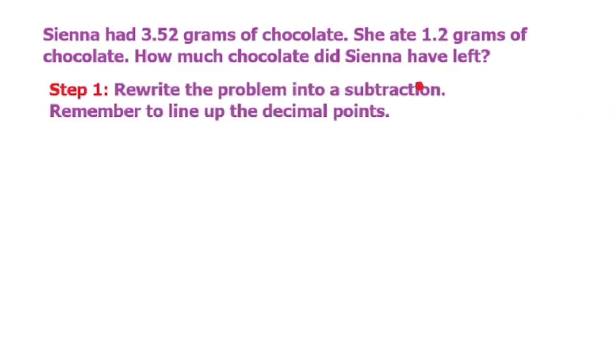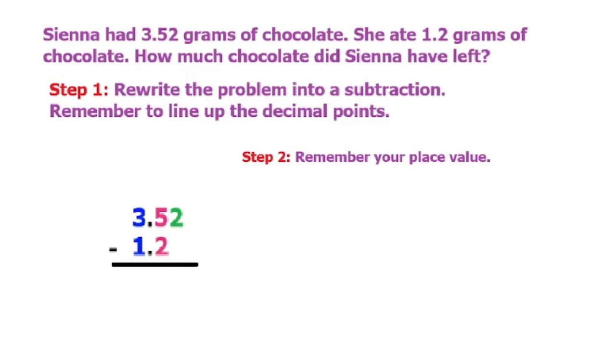So the first thing is to rewrite the problem into a subtraction. And remember to line up the decimal points. Okay, so this is how it will look all lined up. So you take the 3.52, you subtract the 1.2, and make sure that the decimal is lined up. Okay, and don't worry about this blank space here. That just means 0. It's the same as 1.20.